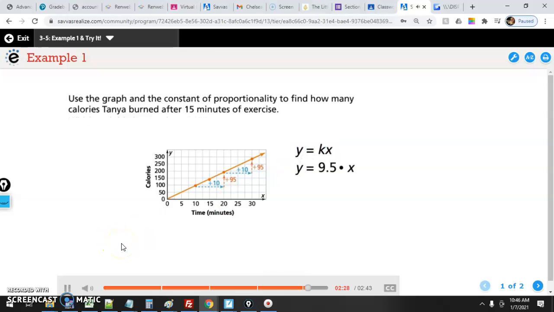Substitute 9 and 5/10 for k and 15 for x. Then simplify. y equals 142 and 5/10. So Tanya burned 142 and 5/10 calories after 15 minutes. Remember, we put 9 and 5/10 in for k because that was the constant of proportionality that we determined by taking the change in y variable divided by the change in the x variable.